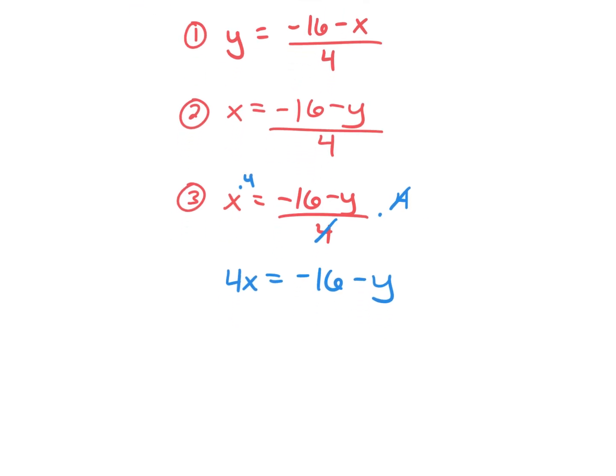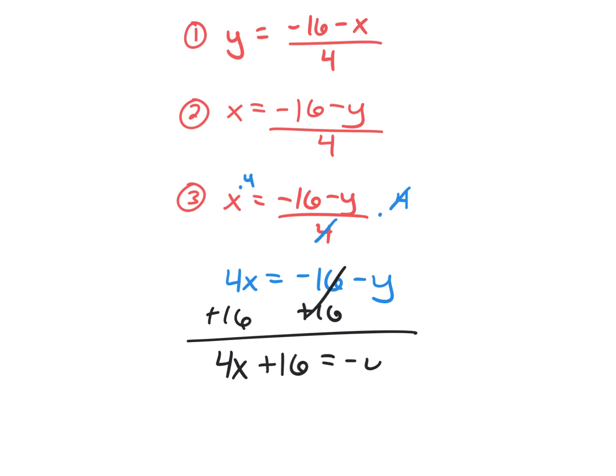So now, how do I get y by itself? We want to get y by itself. I know we're used to getting x by itself, but make sure you remember we're getting y by itself. So I heard it. We need to add 16. So we have 4x plus 16 equals negative y.